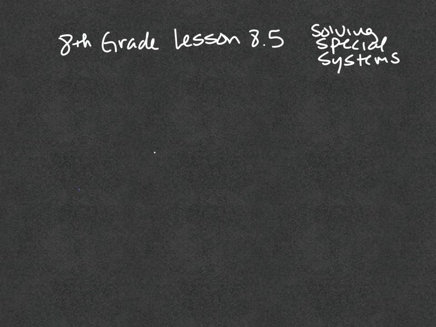Eighth grade lesson 8.5 is solving special systems. This kind of goes back to the previous chapter and brings back something that we worked on earlier where we had one solution, no solution, infinite many solutions. So we're just going to tie two pieces of already known information together. So let's do a quick review and then I'll show you how this looks. This is going to be a pretty quick one, I think.